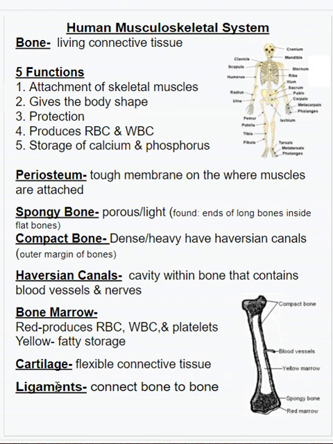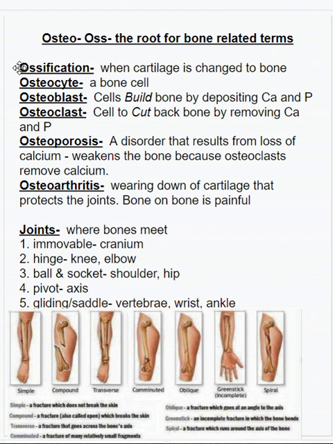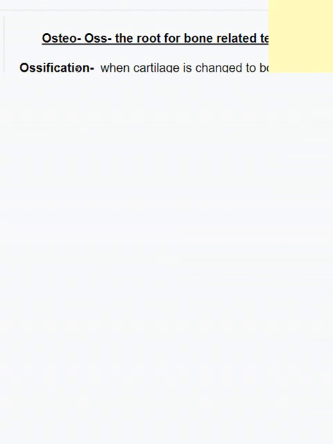Ligaments are linking tissue to connect bone to bone, and we'll get to those in a little more detail on our next page. So let's talk about the roots of some of these words. In the skeletal system, we see osteo or os a lot. Many of the terms we see have those roots, and there's a whole bunch of them that I listed here that are kind of relevant. Like the term ossification, when cartilage is converted into bone. Ossification is the process of generating bone.